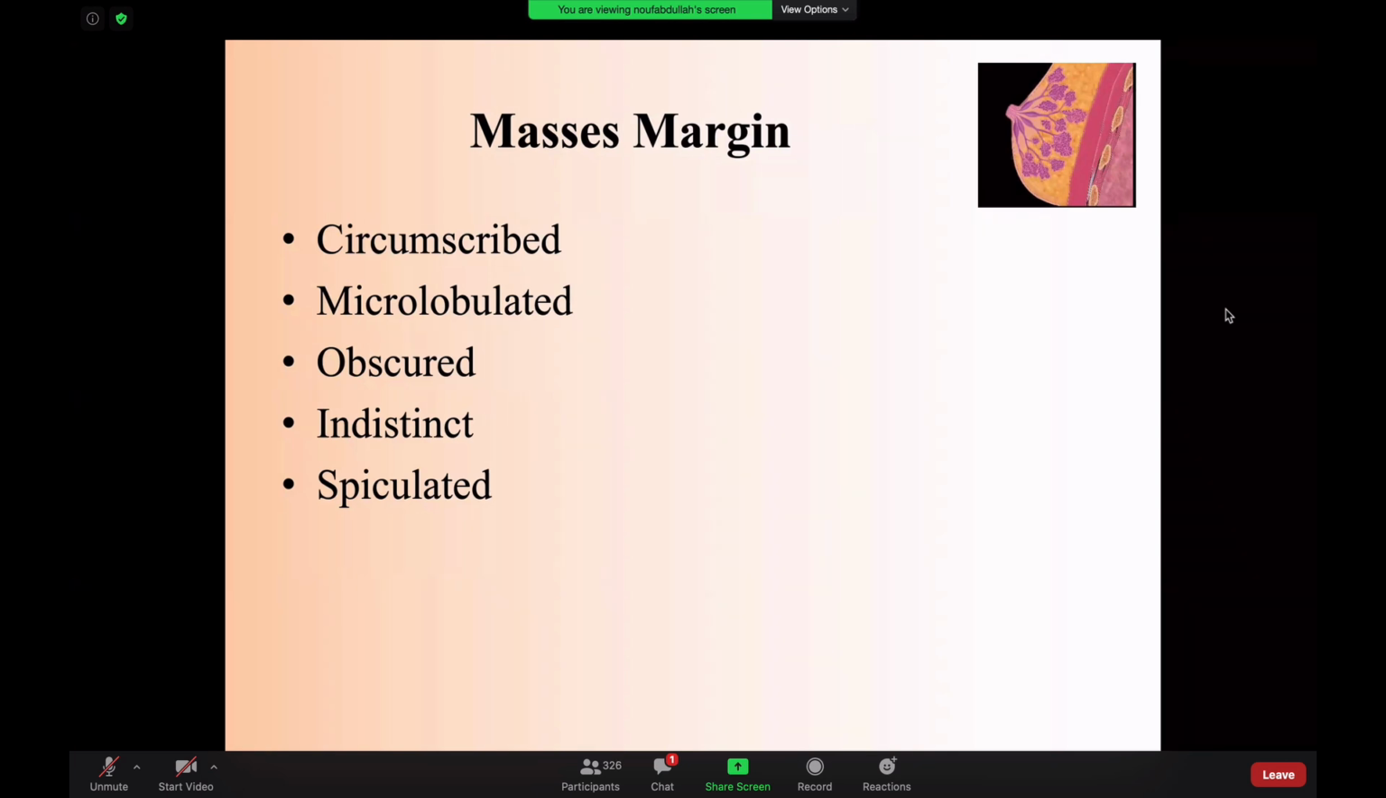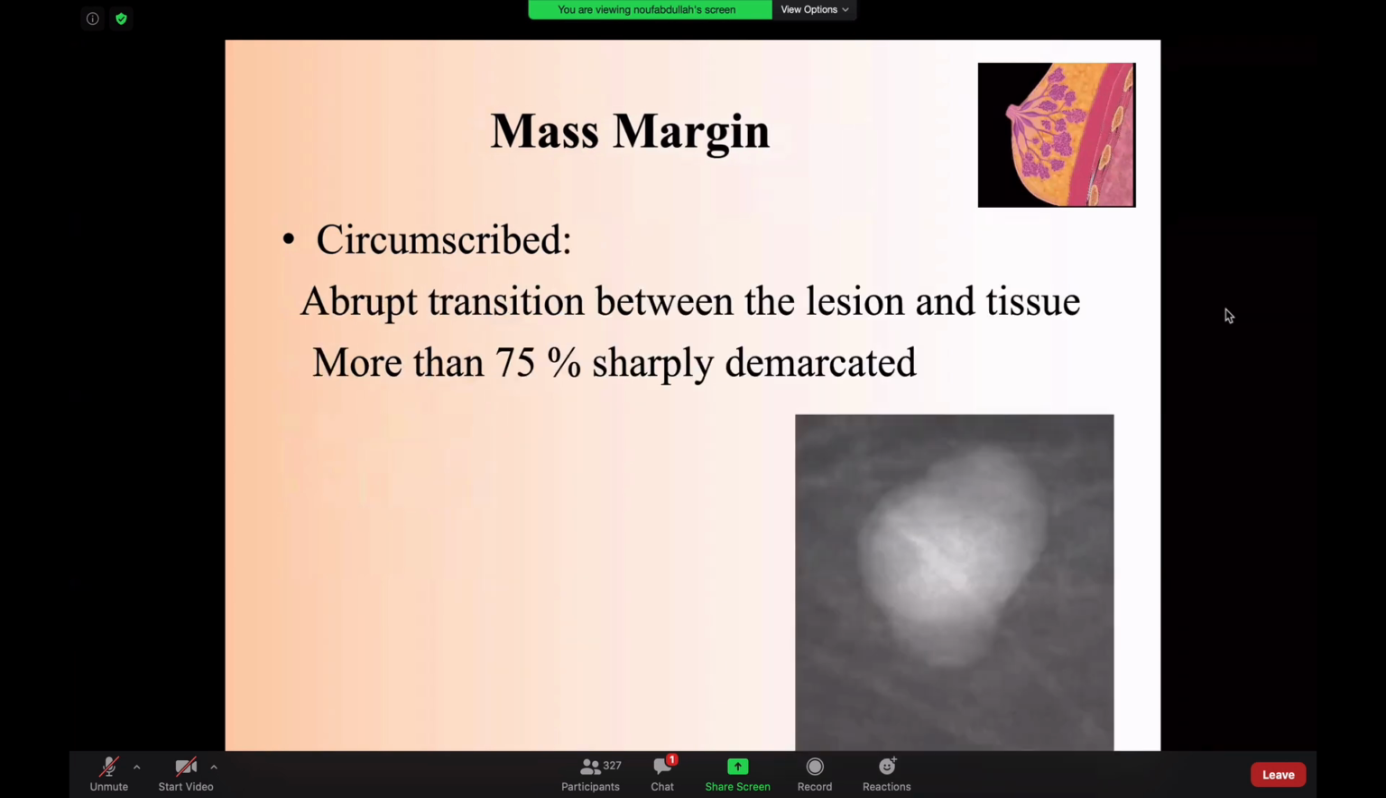Indistinct is when you have the lesion infiltrating into the adjacent tissue. Generally speaking, if we're talking about an indistinct or spiculated margin, we're talking about a malignant-looking lesion, and probably a BI-RADS 4 or BI-RADS 5 lesion. And this is just an example.